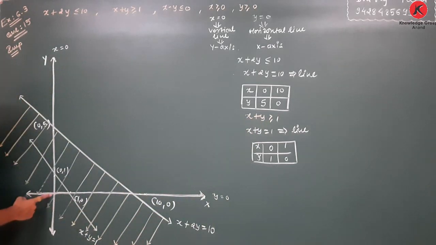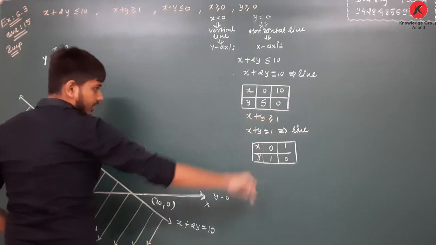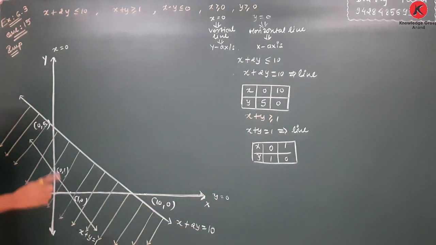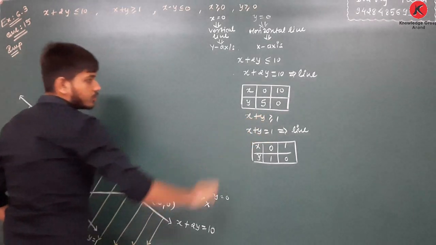Let's see, does origin (0, 0) satisfy this inequality or not? 0 plus 0, 0 greater than or equals to 1. No, it is not satisfied. Okay, that inequality will not be satisfied by (0, 0).